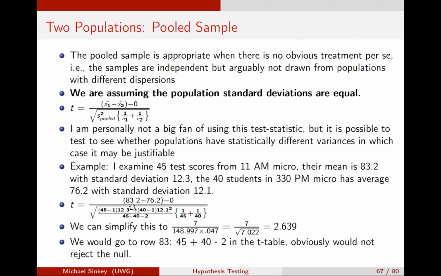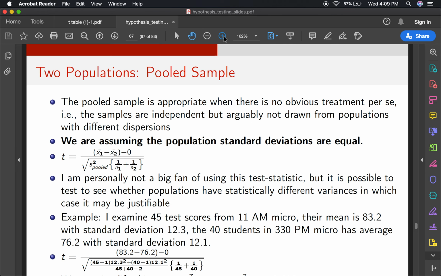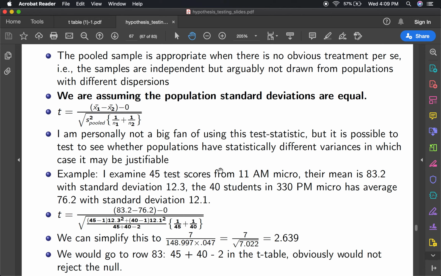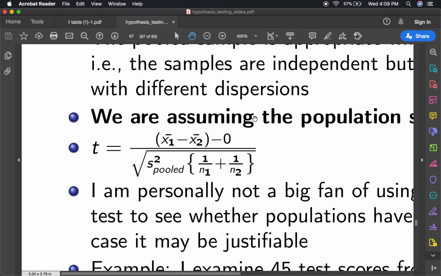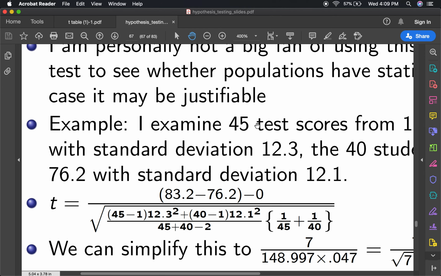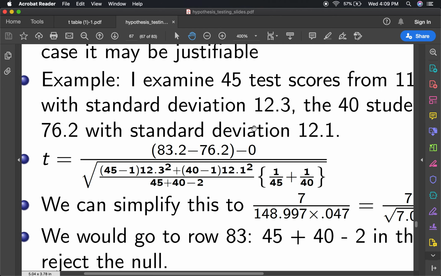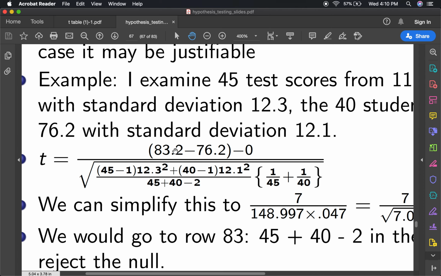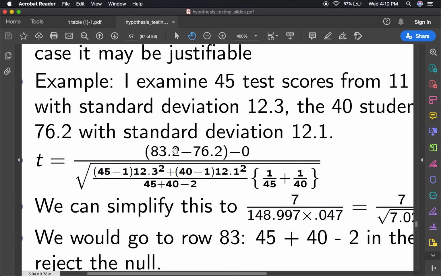I'm going to show you right here. So let's zoom in even a little bit more. Here is the test statistic. Okay, the mean differences are at the top. So I have the 11 o'clock class go first, the 3:30 class goes second, and all I want us to think about here is that one of the groups has to go first. So this is the sample mean for 11 o'clock, it's 83.2. This is the sample mean for 3:30, it's 76.2.